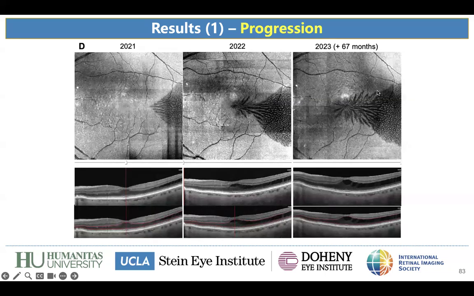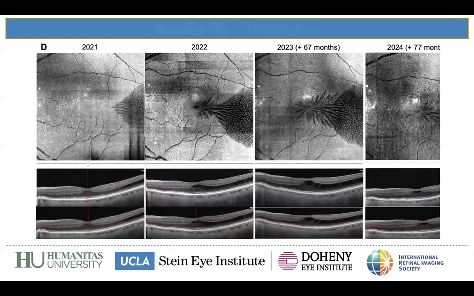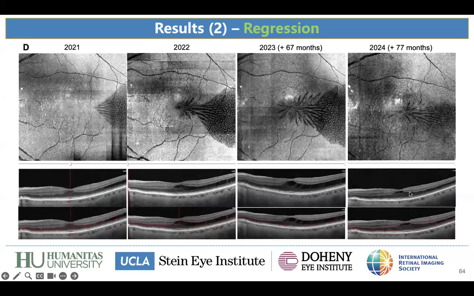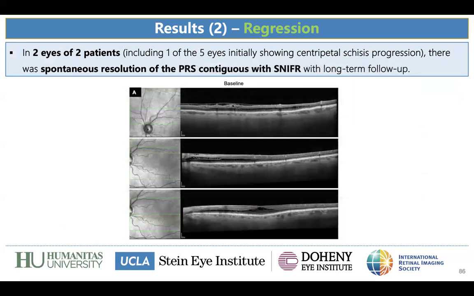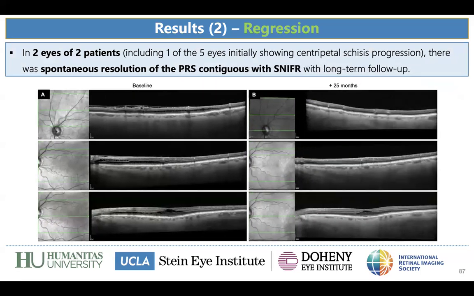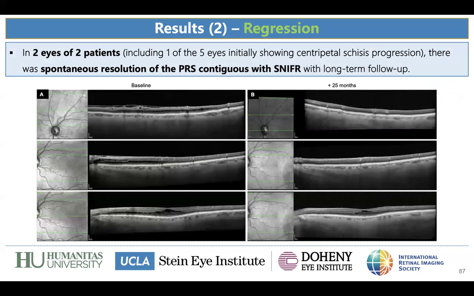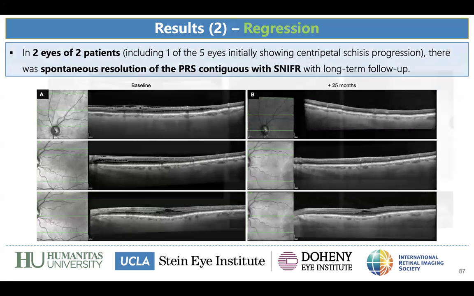What's even more interesting, actually, is that waiting 10 more months, this patient actually regressed. So the schisis was starting to regress, and only a few cysts are left in the fovea, and so we observed a spontaneous resolution of the SNIFFER and mid-peripheral retinoschisis in this case, and this occurred in 2 eyes of 2 patients. Another example is shown here, where you can see the resolution of the schisis with the mid-peripheral schisis and also SNIFFER with long-term follow-up.